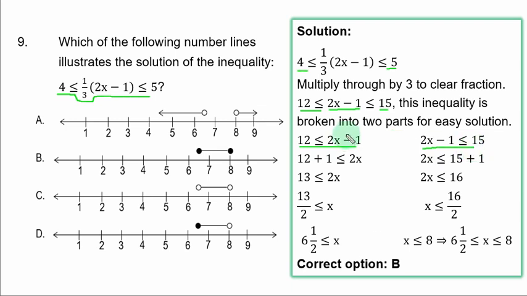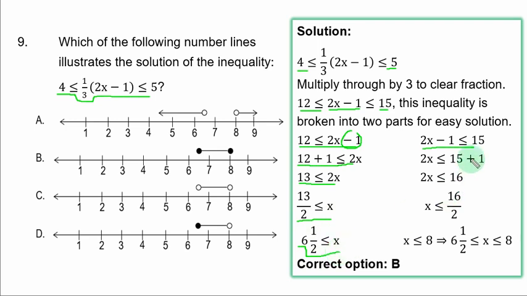So let's collect like terms. If you move minus 1, you have 12 plus 1 less than or equal to 2s. If you add, you have 13 less than or equal to 2s. Divide both sides by 2, you have 13 over 2 less than or equal to s, and you have 6 whole number 1 over 2 less than or equal to s.